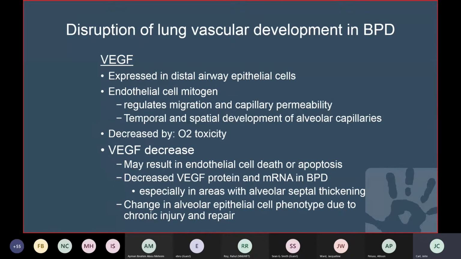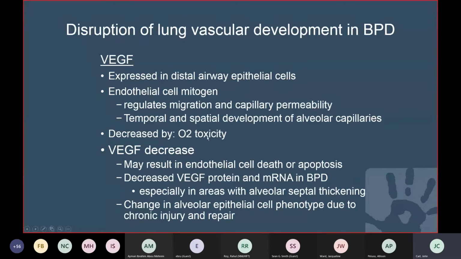So the disruption of this vascular development has many factors, but most articles that I reviewed look primarily at a major component of this being from vascular endothelial growth factor, that normally is expressed in distal airway epithelial cells and acts as an endothelial cell mitogen. It stimulates the temporal and spatial development of alveolar capillaries.